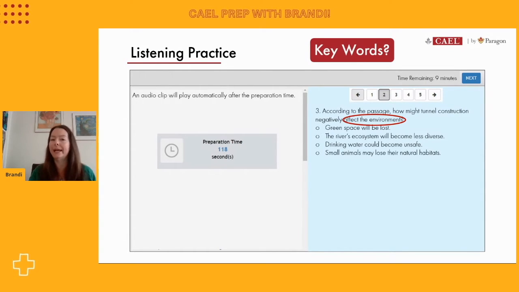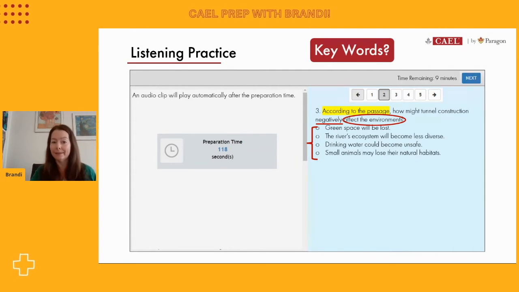So in the lecture, we have to listen for something to do with the environment. And of course, we're listening for a negative effect. So ideas here at a quick glance deal with losing green space, having the river's ecosystem becoming less diverse, having drinking water becoming unsafe. And also it says here that small animals might lose their natural habitats. So again, we have to listen for one of those ideas.